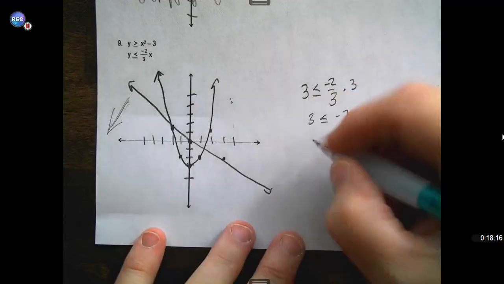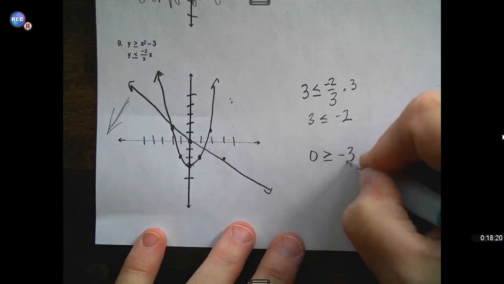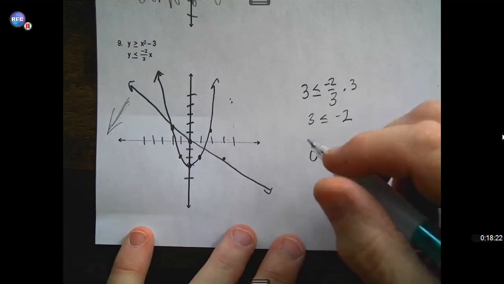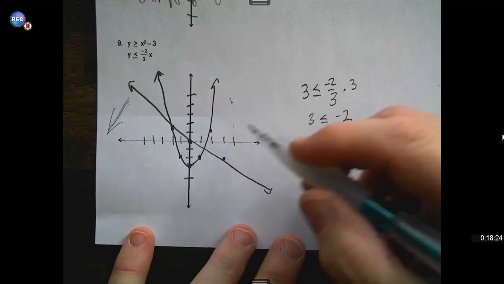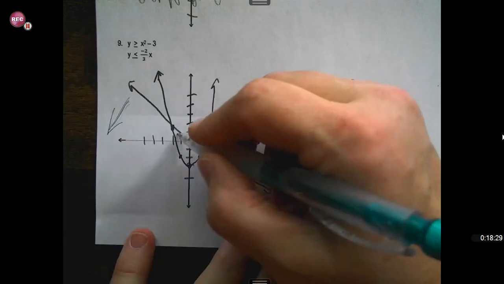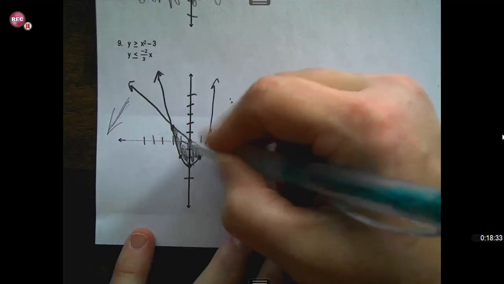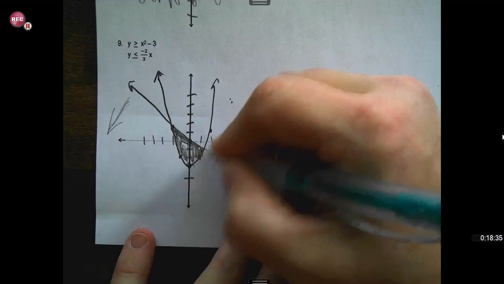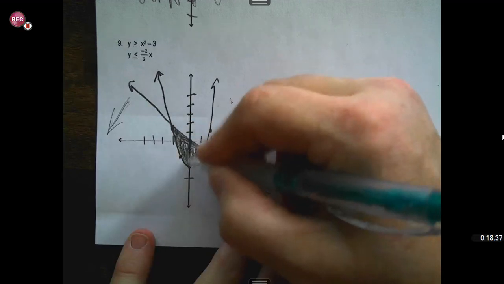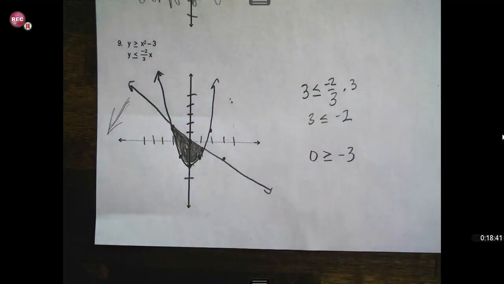Then if I plug in the origin, I get 0 is greater than or equal to negative 3. And that is true. So the line is shaded below. The parabola is shaded inside. So the shadings overlap right here. Okay, that's where the shadings would overlap between the parabola and the line.